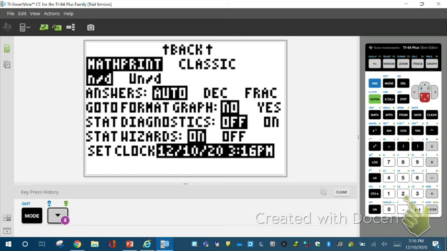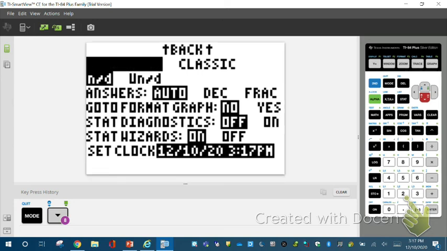Math print is the one that gives me those pretty boxes. I can type in a fraction and it looks like a fraction. But they didn't used to have that with the earlier calculators. So I'm going to move this to classic. You won't want to do this really, but those of you who don't have an 84 plus, this is what your n derive is going to look like. I have to hit enter.